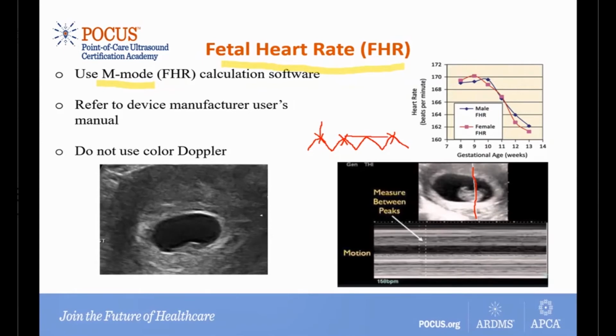Here's an interesting chart. It shows you the variability of the male fetus versus the female fetus. You can see that there is a slight variation, but you cannot determine gender based upon the fetal heart rate.